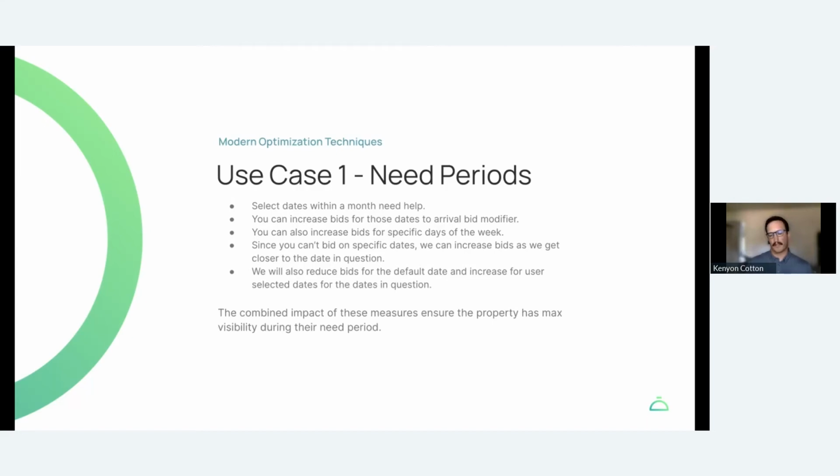So let's say those need dates are 30 days out, we're bidding on that. The following week, we'll reduce that to like 21 days out, 14 days out, 7 days out, just to make sure we're kind of maximizing our exposure for those need dates in an effort to fill those.